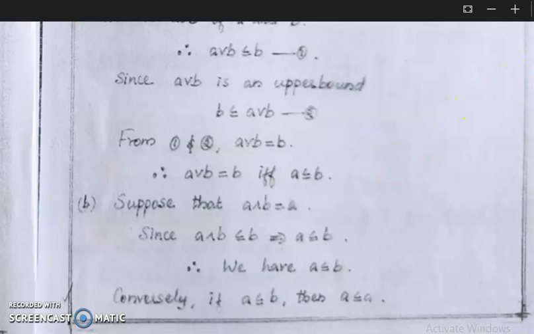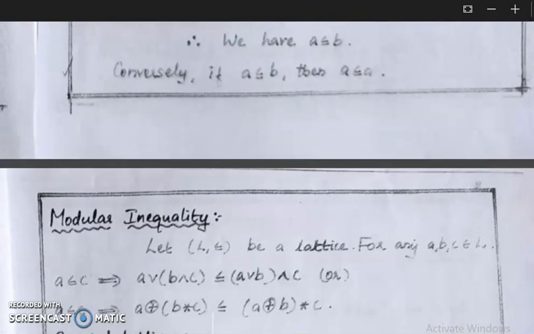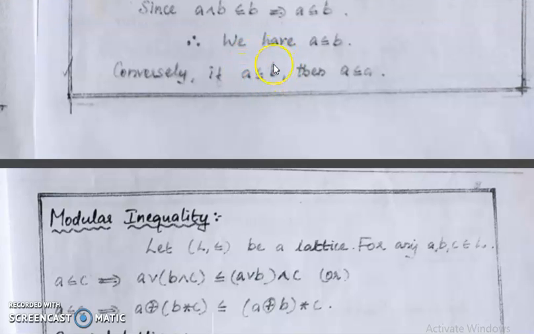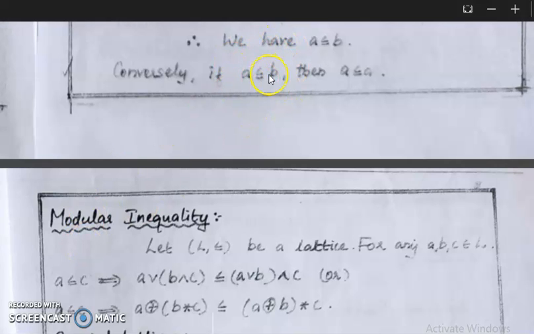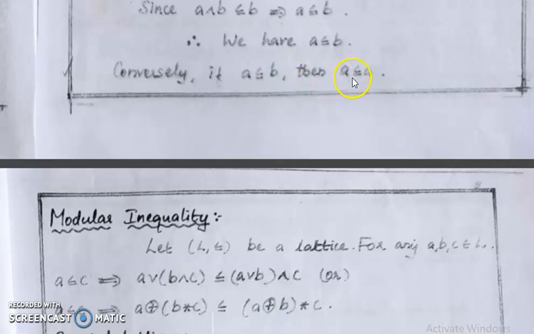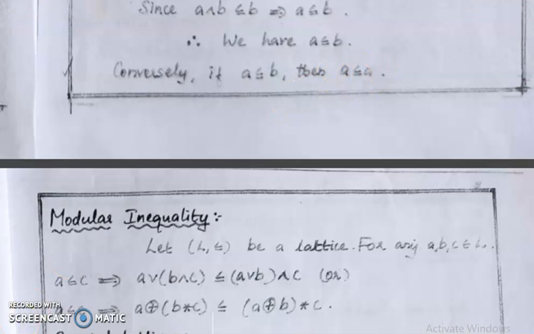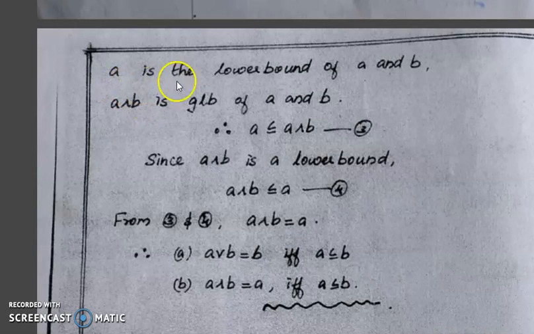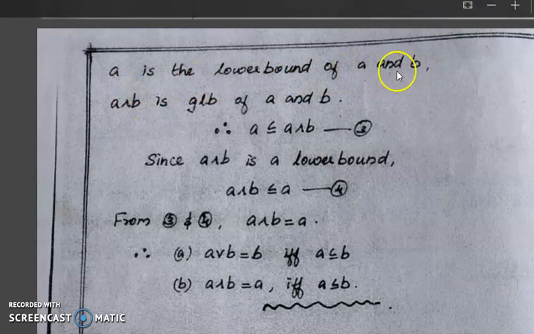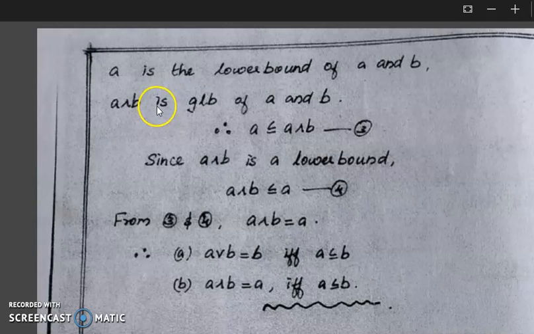Now conversely, if A is less than or equal to B, then we have to prove the other case. A less than or equal to B and then A less than or equal to A. Small a is less than or equal to A because the equal to condition is satisfied, right? So we take that A is also the lower bound of A and B. That means A and B is the greatest lower bound of A and B.